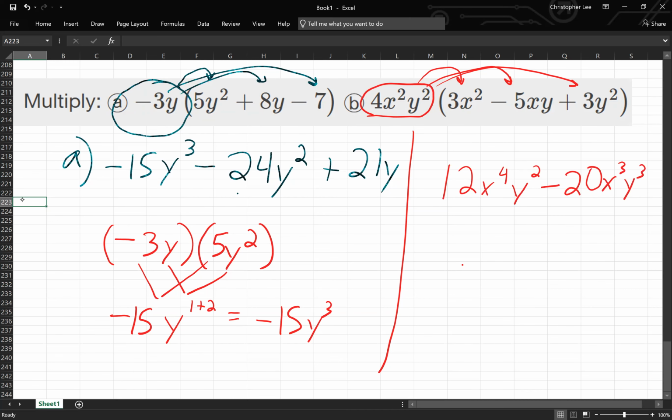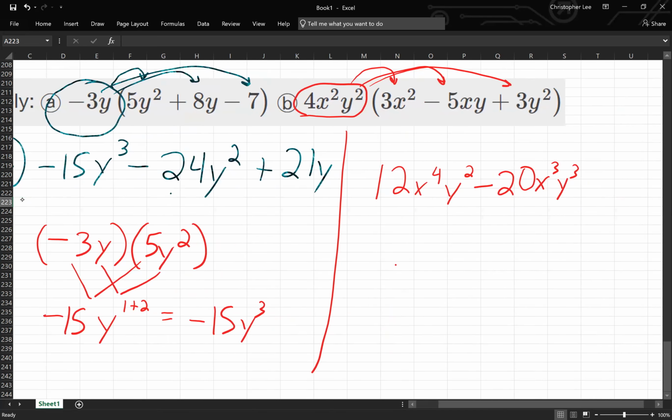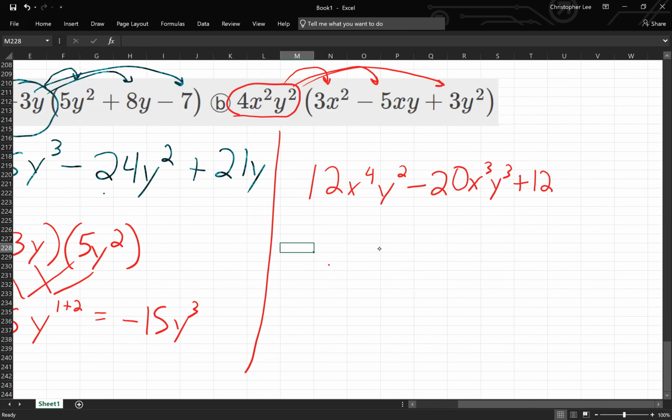And last but not least, I ran out of space, so I'm just going to pull this to the side. So I'm going to have positive 3 times 4, what's that? 12. Then I'm going to have x squared, and then y to the fourth power. Any questions on this one? I'm just distributing here, right? Numbers with numbers, variables with variables. Any questions on this?